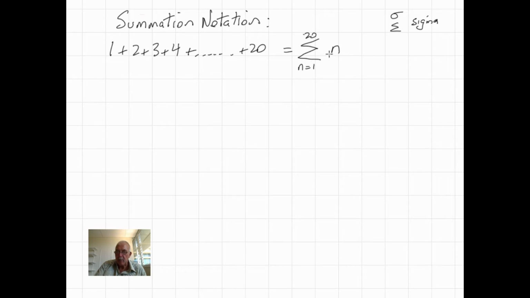If you were given that, you would write 1 plus 2 plus 3 plus 4 and write all the numbers up to 20, and you can add them up. So that's how summation notation works: a sigma sign, a starting value, and an end value.